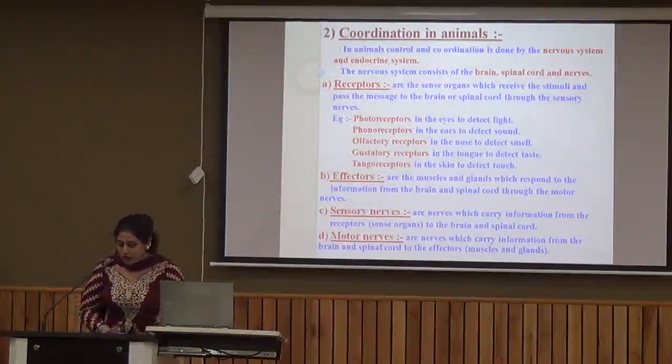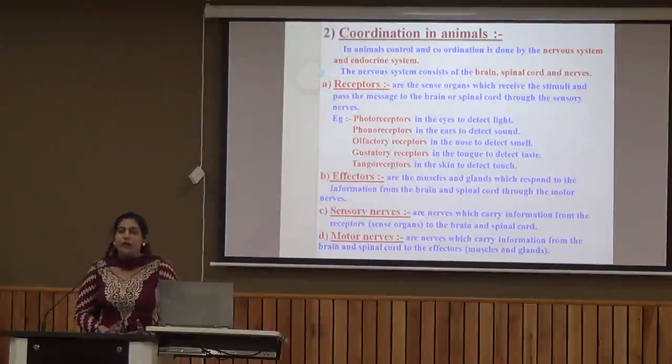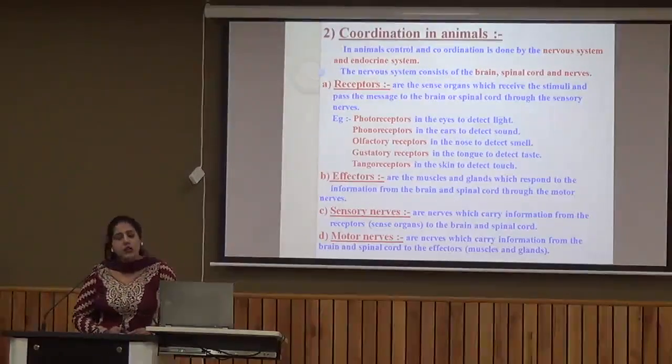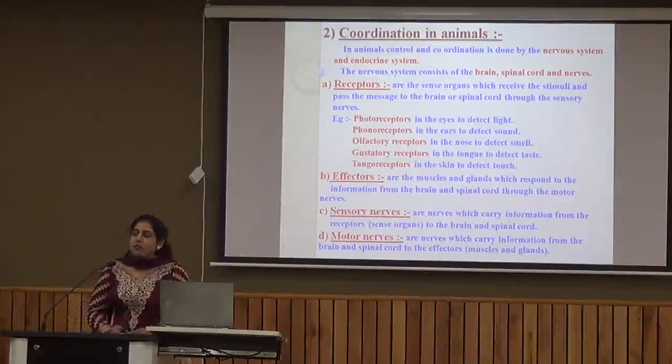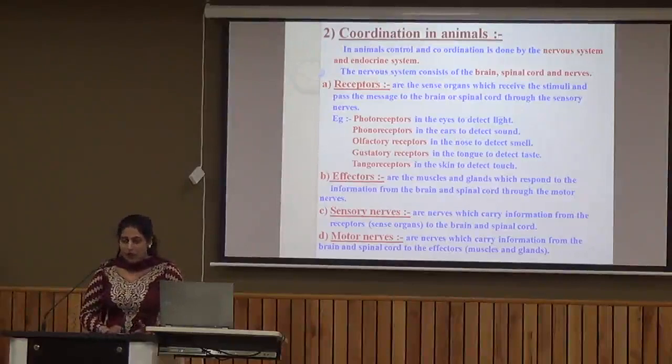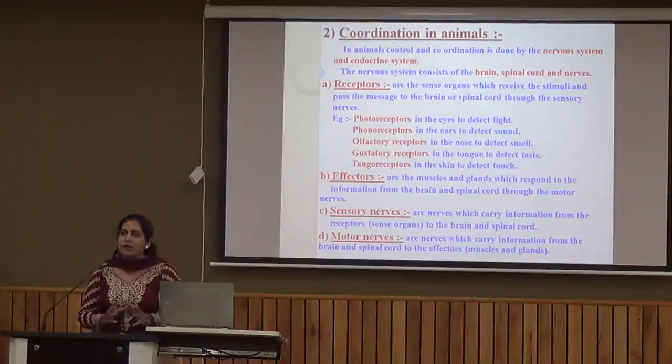Now coordination in animals. As I have told you, there are 2 systems. One is nervous system, second is endocrine system. So first we are going to start with the nervous system. Our nervous system is mainly comprised of 3 things, that is brain, spinal cord and nerves. Before starting how it works, let us understand a few terminologies which we are going to use while understanding the functioning of a nervous system.